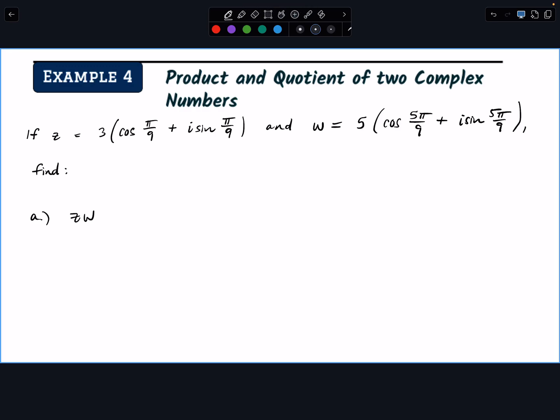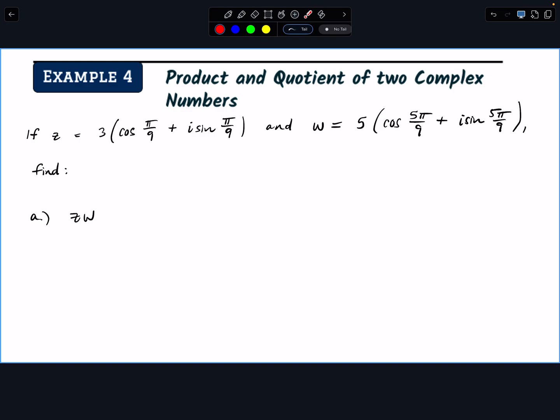All right, so we're given if z is equal to 3 times the cosine of pi over 9 plus i sine of pi over 9, and w is equal to 5 times the cosine of 5 pi over 9 plus i sine of 5 pi over 9, find z times w. So what form is this in? We had 3 forms we learned about yesterday, right? What form is this in?